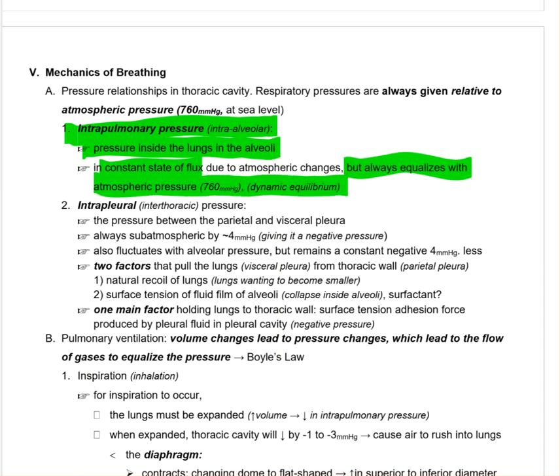We call this a dynamic equilibrium. There are small changes all the time as pressure outside goes up and down, but we'll always equalize with the outside.